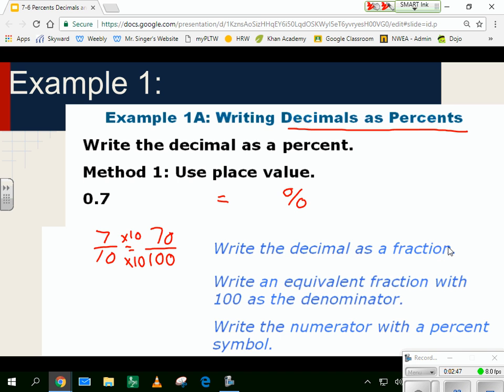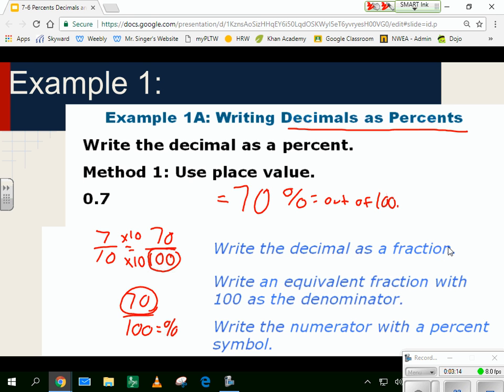Remember that percent means out of 100. Percent equals out of 100. So that basically means that your denominator, if it's 100, becomes your percent symbol. So we're going to take the 70/100ths. This is going to equal your percent symbol, and this is the number in front of it. So you get 70%.